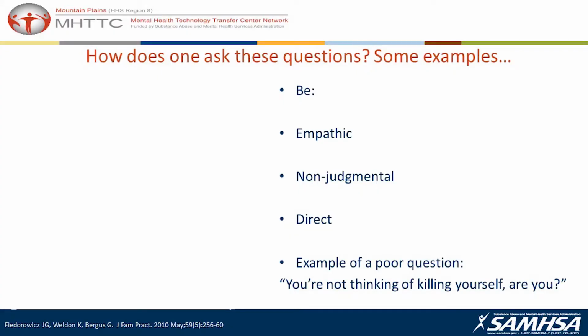So, how do we get comfortable asking about suicide? We want to be empathic. We want to be non-judgmental, which is difficult. Some of us might have particular religious beliefs that may affect how we ask. We want to be direct. We want to be comfortable enough to ask and not beat around the bush.